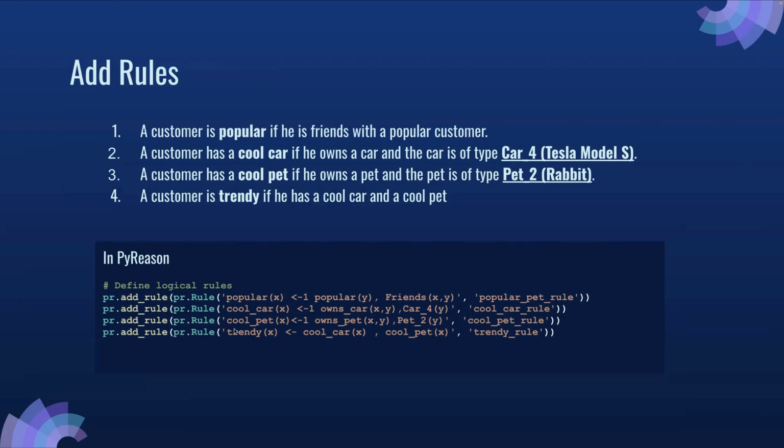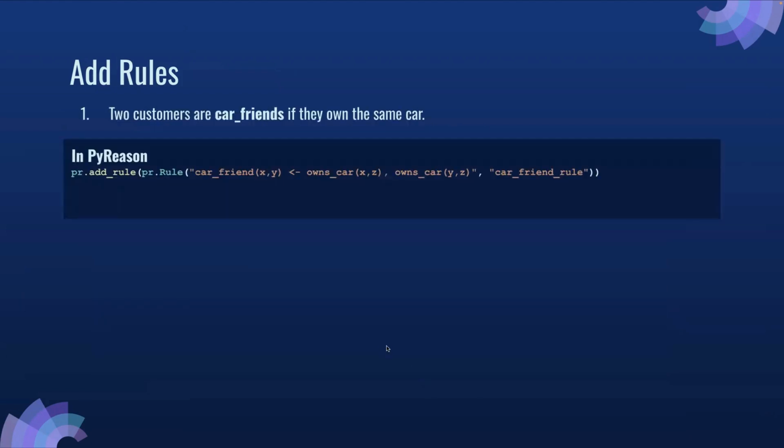And then finally, we have our trendy rule. A customer is trendy if he has a cool car and a cool pet. So that means that he has, in this specific example, car 4 and pet 2. So those are some rules on nodes in PyReason, but you can also add rules on edges or relationships. So we're going to add this rule that applies to the edges, which is two customers are car friends if they are friends and they own the same car. And so that will annotate that relationship. We'll annotate those bounds to being [1, 1] if two friends have the same car.